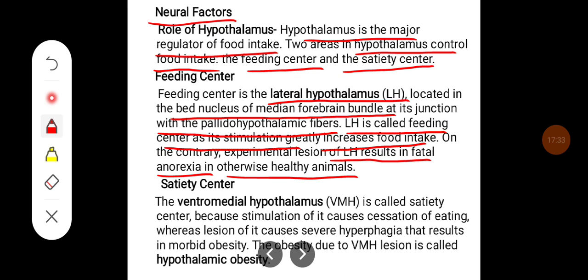Satiety center is the ventromedial hypothalamus. It is called satiety center because stimulation of it causes cessation of eating, whereas lesion in it causes severe hyperphagia that results in morbid obesity. The obesity due to the ventromedial hypothalamus lesion is called hypothalamic obesity.